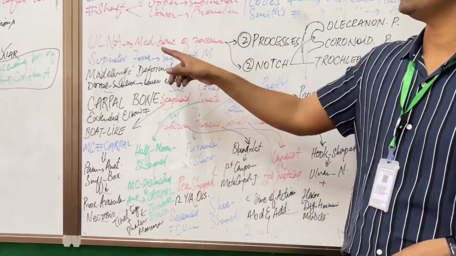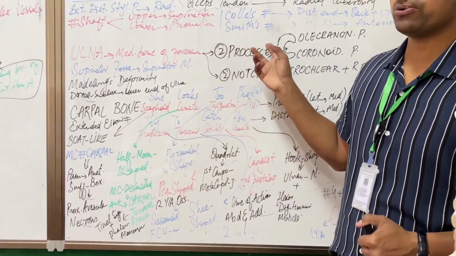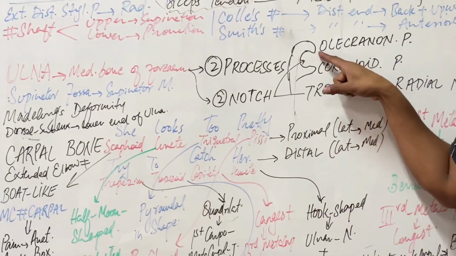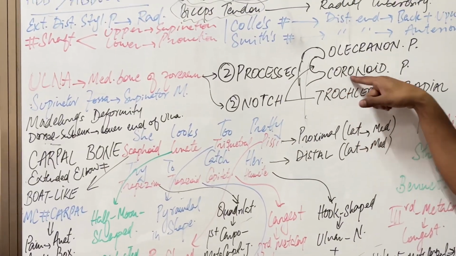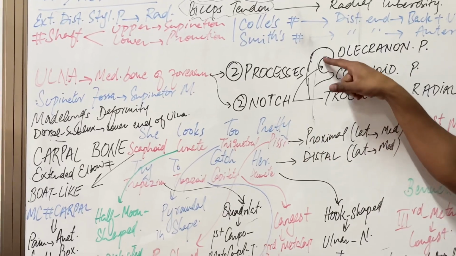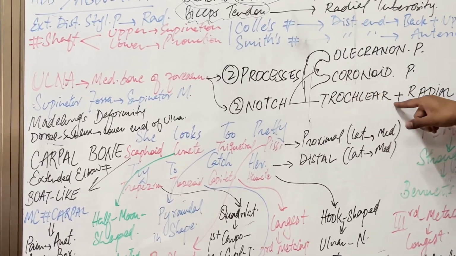Then at the end we talked about the ulna. This is the medial bone of the forearm. It has two processes and two notches. The two processes are the olecranon process and the coronoid process. The two notches are the trochlear notch and the radial notch.